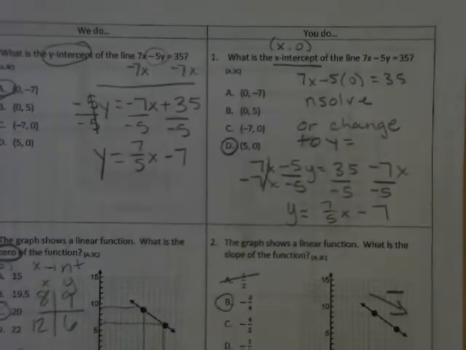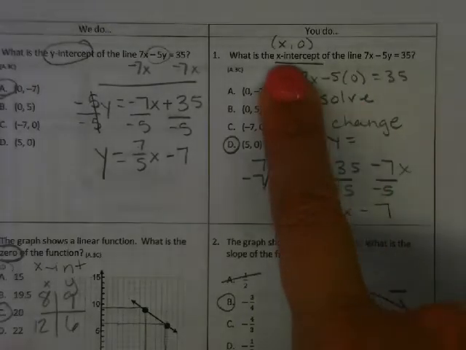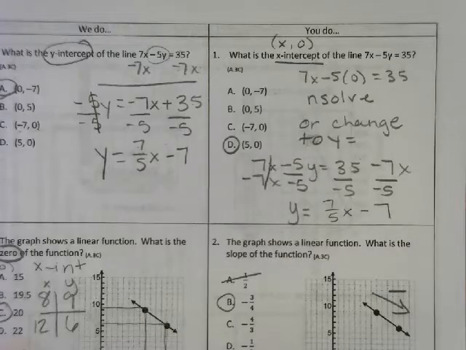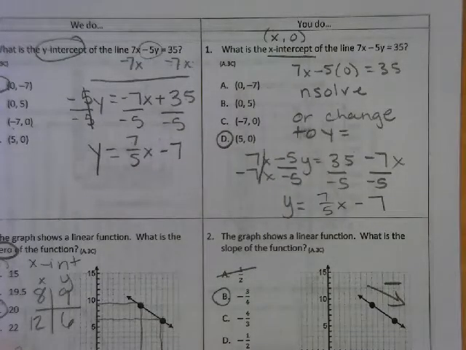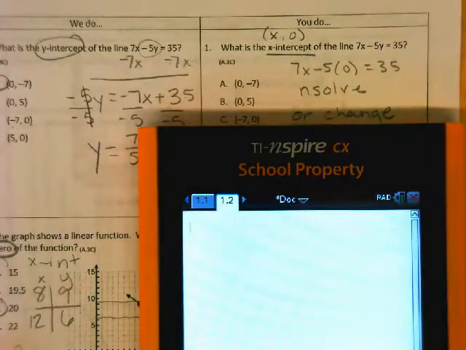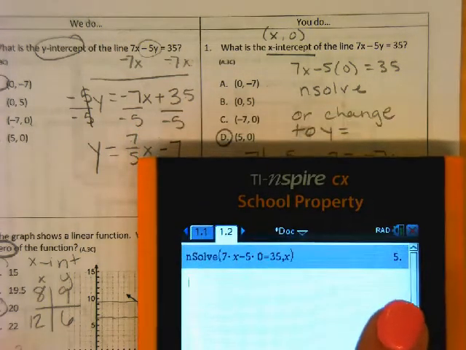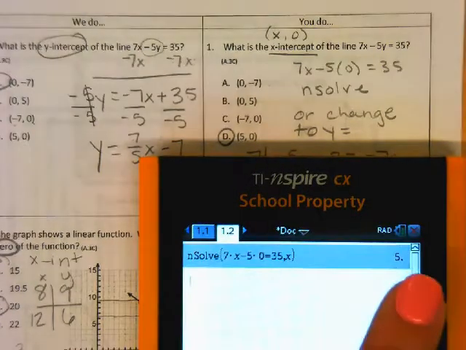So you should have gotten D for number 1. You should have realized that it was actually the same equation we did on the we-do. So if you're looking for the x-intercept, remember that's where y is 0. You could just use n solve. Did anyone do that by chance? Yeah. You just thought about it? You could plug in the numbers if you wanted. You could say 7x minus 5 times 0 is equal to 35, and you could say comma x. So you could get your 5 that way. Make sure, though, that you choose D and not B, because B is the y-intercept.